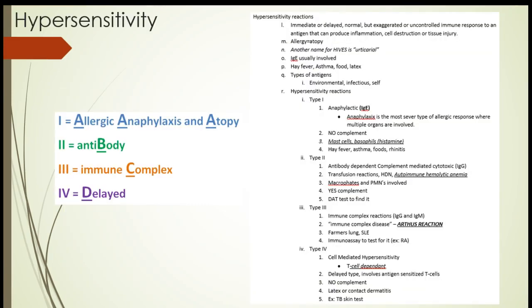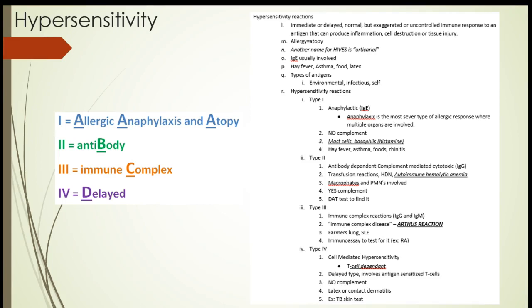All right, next we talked about hypersensitivity. 4 types, okay? You need to know the information that I have here. If you're really struggling, if you know what I have on the left, that's a great start. Type 1 is an allergic anaphylaxis and atopy. Atopy is just another word for allergy. This is where you see your hay fever, food allergies, things like that. It's considered an anaphylaxis at times, which is the most severe type of allergic response.